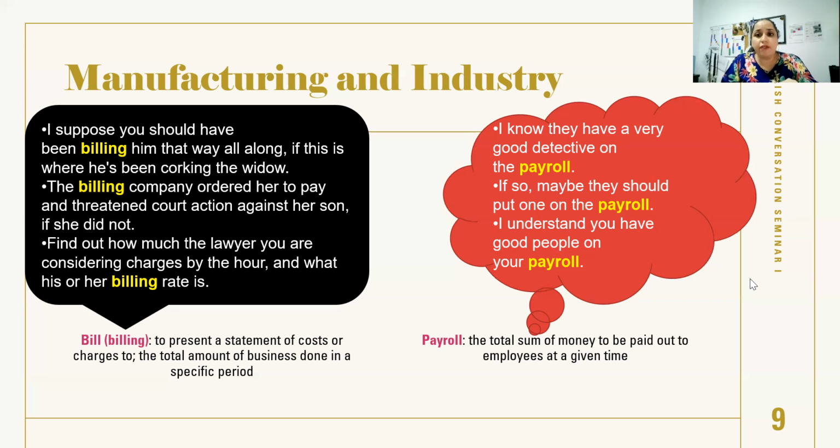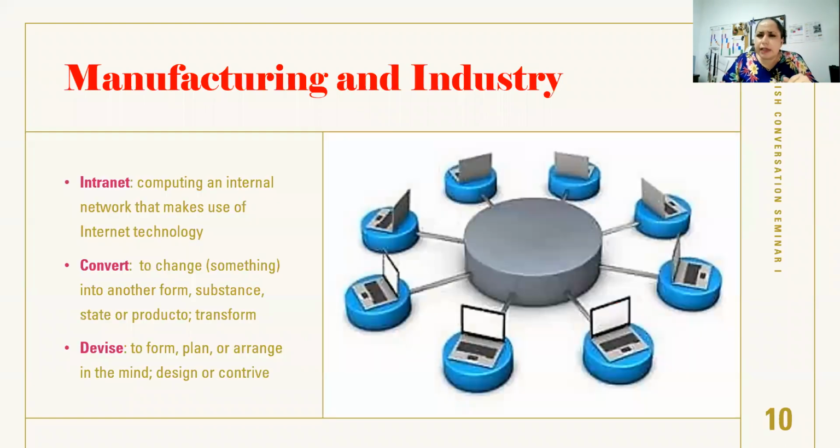I know they have a very good detective on the payroll. If so, maybe they should put one on the payroll. I understand you have good people on your payroll. It means that you have good people in your company. You're paying them, so they are good workers. Good. All right, let's see a few more examples because there is more.